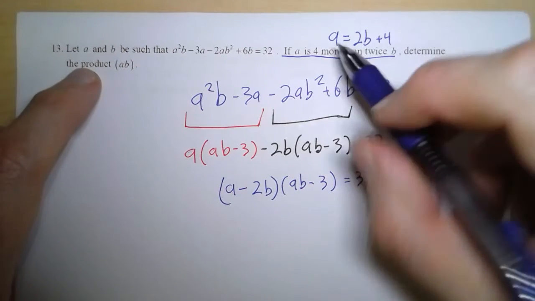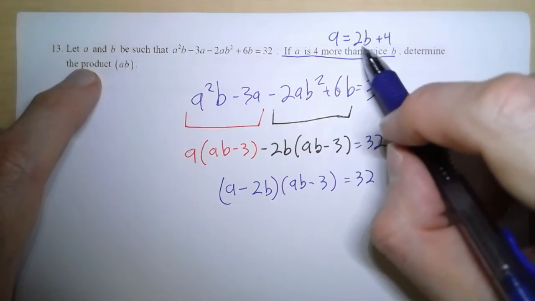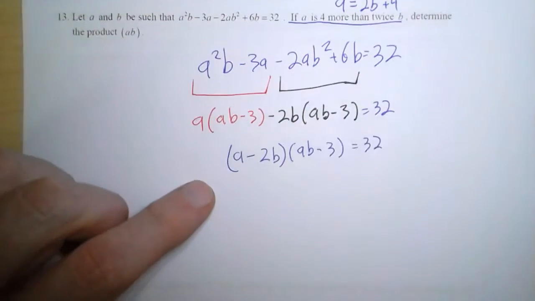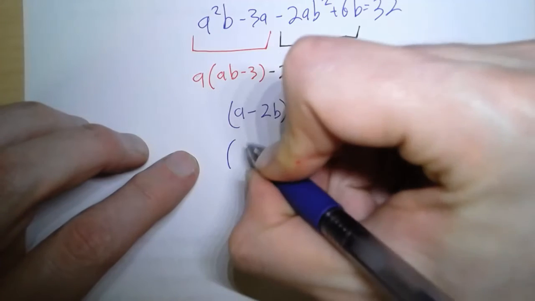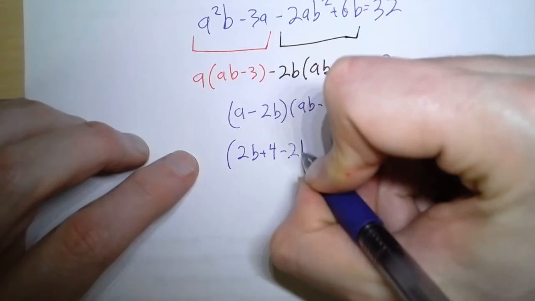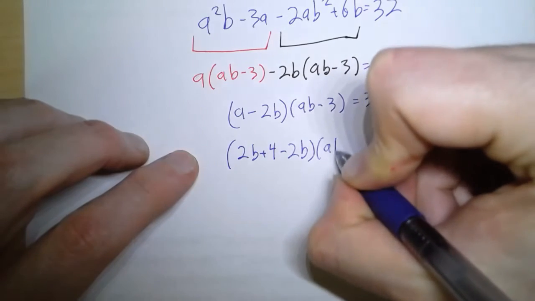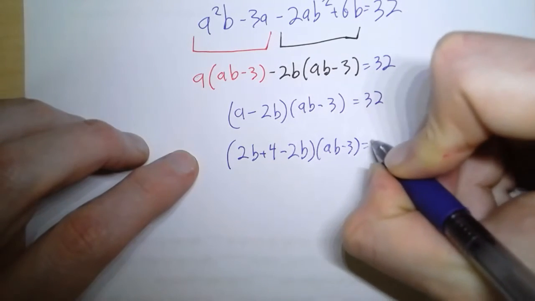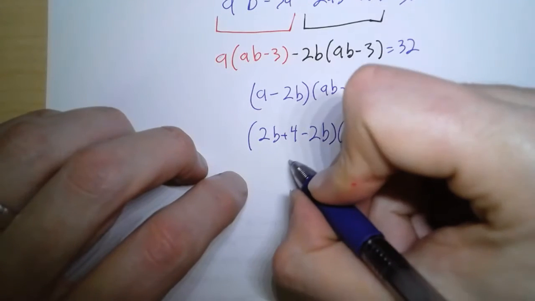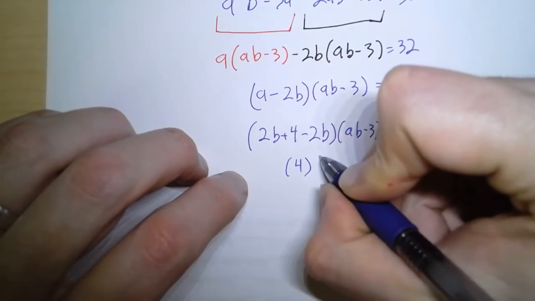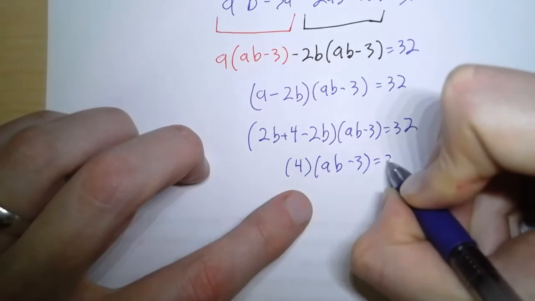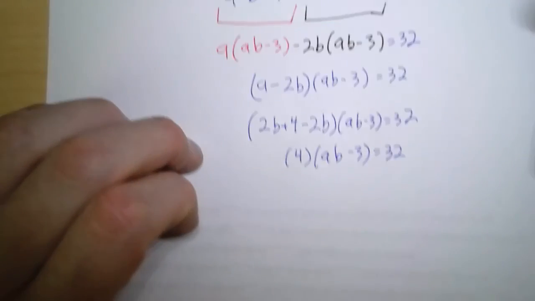Now what I'm going to do is I'm not going to replace a with 2b plus 4 everywhere. I'm just going to replace it here. I'm going to show you what happens. Because when we make this replacement, 2b plus 4 minus 2b, we have ab minus 3 equals 32. Notice what happens. The 2b's, they cancel. So we still have ab minus 3. But ab is what we want. So we're just going to leave that.